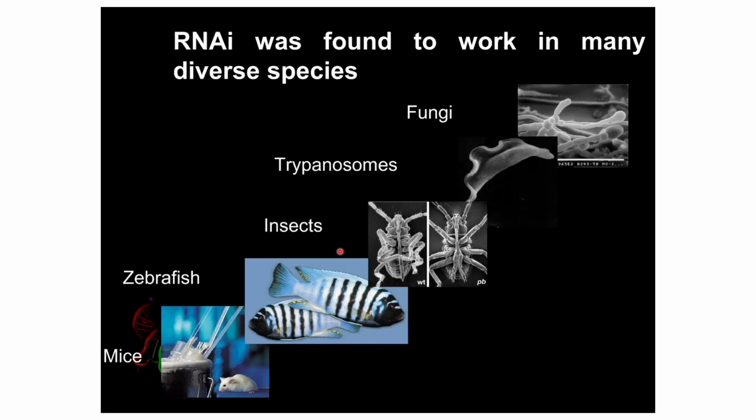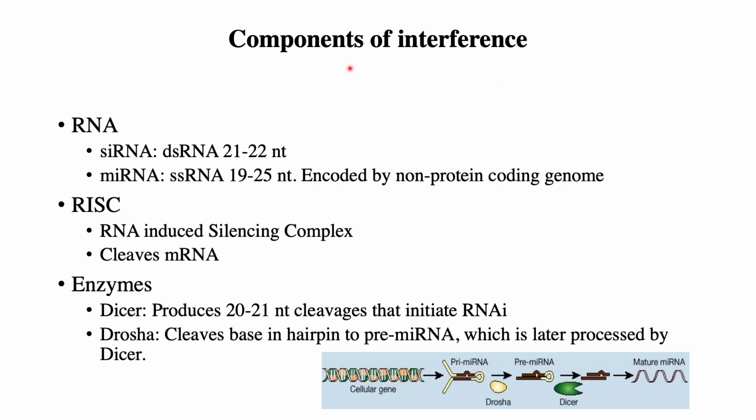This mechanism of RNA interference was identified across a diverse range of species, ranging from fungi to insects to zebrafish and to higher organisms like mice. There are several components involved in RNA interference. We have certain RNA molecules. These are the small interfering RNA or siRNA. These are double-stranded RNA molecules, 21 to 22 nucleotides in length. And we also have miRNAs or microRNAs. These are single-stranded RNAs that are 19 to 25 nucleotides long. Both of these are encoded by the non-protein coding genome.